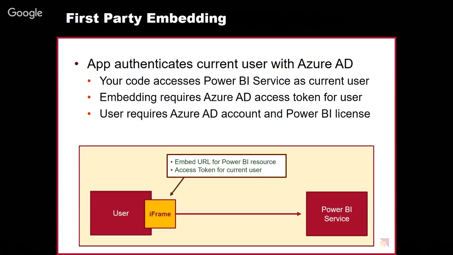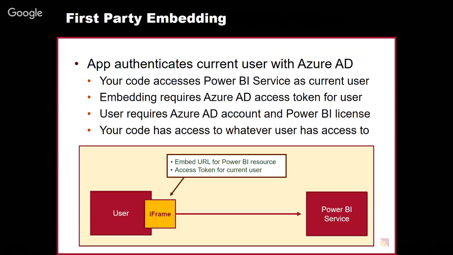And what we're going to see is that the users also have to have Azure Active Directory accounts. If I use the term Office 365 account, that's really an account that's created in Azure AD. Now, once you get the access token for a particular user, your code has access to whatever that user has access to, but no more.